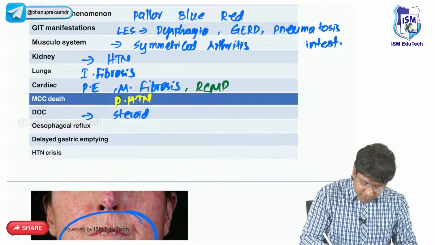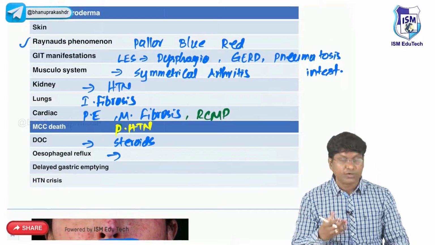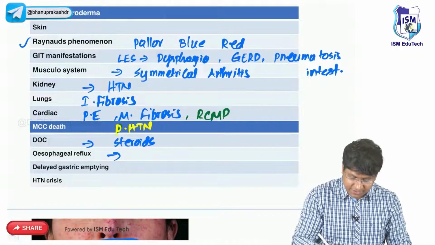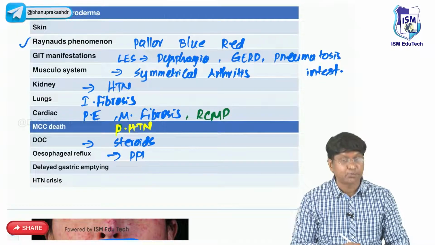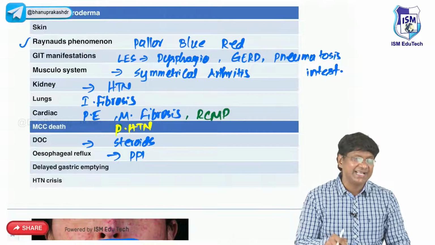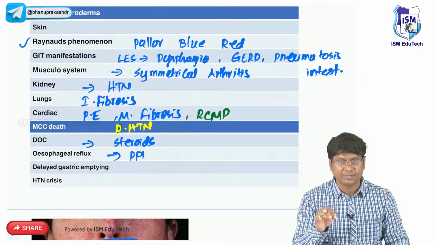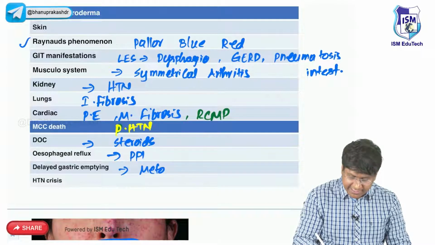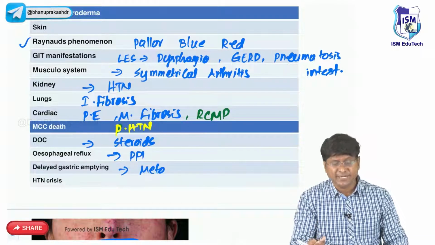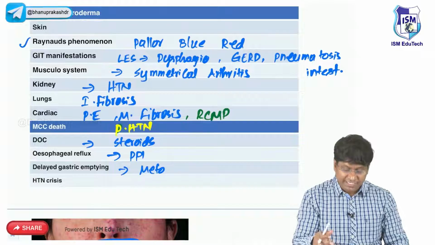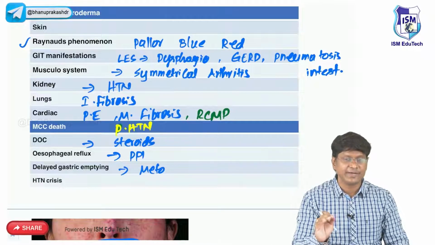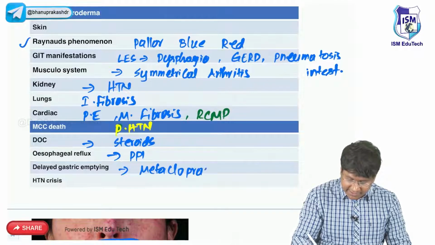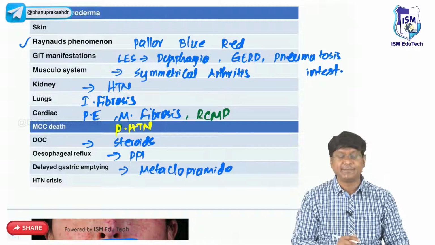That is prednisolone. And because of the lower esophageal sphincter stenosis, these patients are developing gastroesophageal reflux, for which you can give proton pump inhibitors. And there is delayed gastric emptying because of the accumulation of collagen within the stomach, so you need to give a prokinetic agent. That prokinetic agent is metoclopramide, which can increase gastric emptying, or cisapride or mosapride. Those will be the drugs for increasing gastric emptying. Next is the hypertensive crisis.